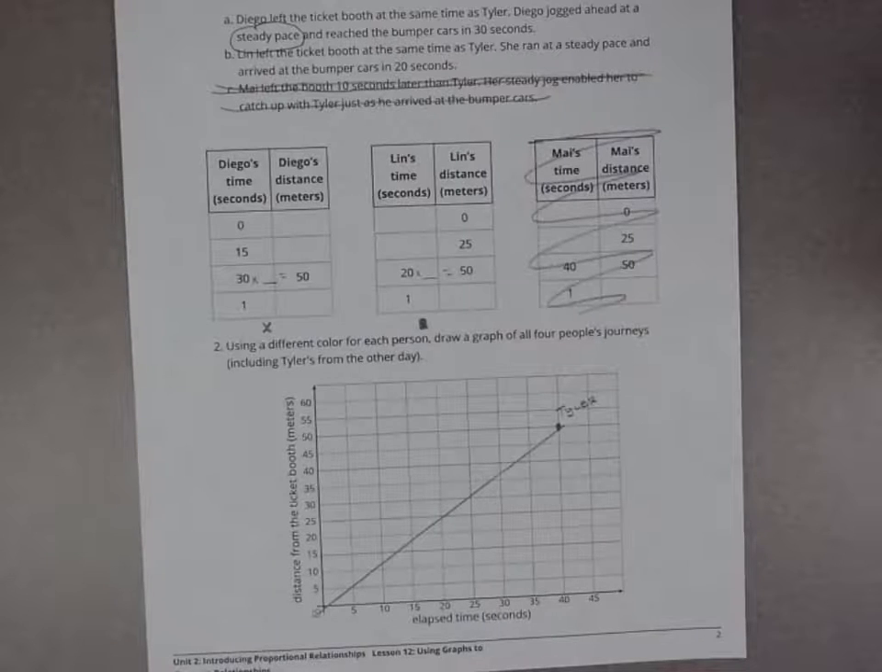Just checking, do you know how to find the constant of proportionality? What are you going to do to find it here? Division, yeah. You do 50 divided by 30, and that'll tell you what that was. Good. And just put 1.6 for that.